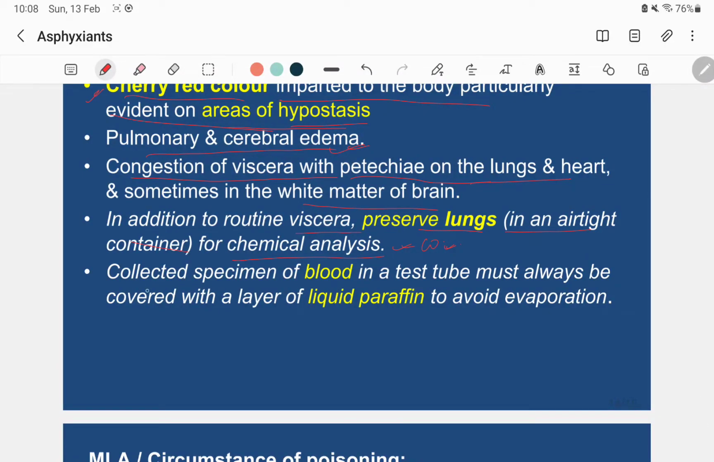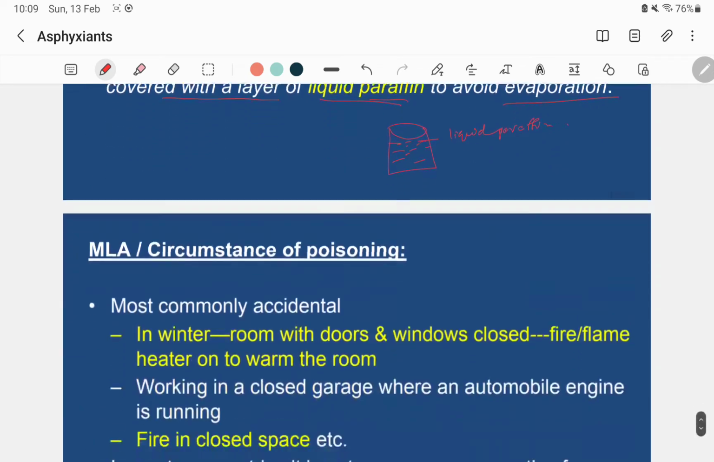So now next is collecting a specimen of blood: the test tube must always be covered with a layer of liquid paraffin. Okay, so this is a normal blood collector; in the test tube we always first put the blood, and then we have to place the liquid paraffin, okay, to avoid evaporation, that's it.